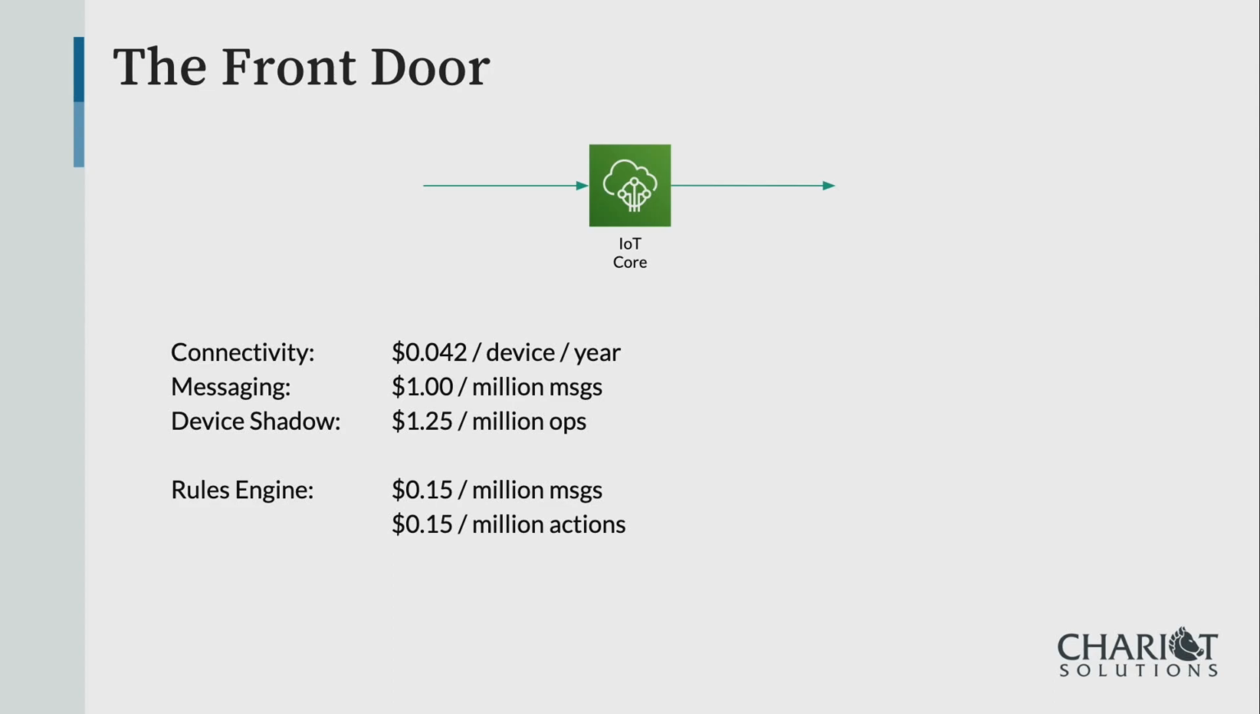What's going to hurt you, though, are the things below that. The messaging. Every message that comes in is a millionth of a dollar. Seems cheap until you're looking at 2.6 million messages per month per sensor. A device shadow is $1.25 per million operations. And then the rules and actions. So in AWS IoT Core, as Don had gone through earlier, you have rules that select messages that then get passed off to actions, such as writing to Dynamo. You pay per million messages.